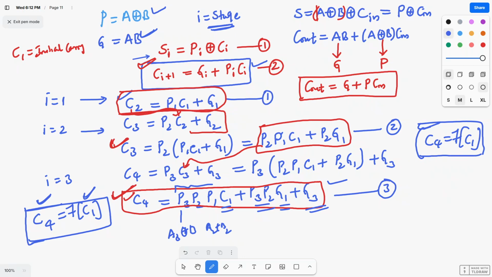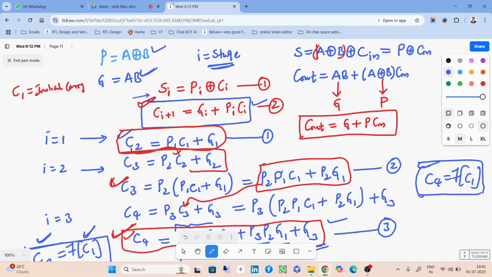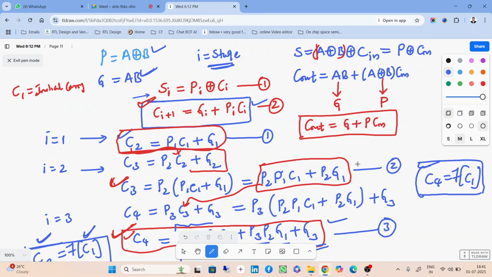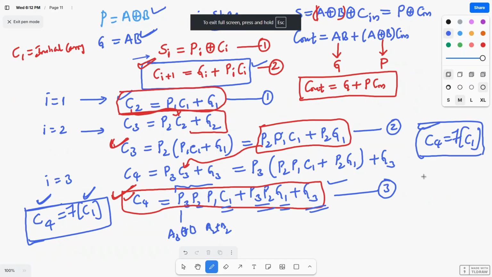Do you understood? Do you understood, Sudhendra? Yes, sir. Okay, you want to copy? Yes, sir. You copy that and we'll move forward. After completing, please let me know and I'll move forward.